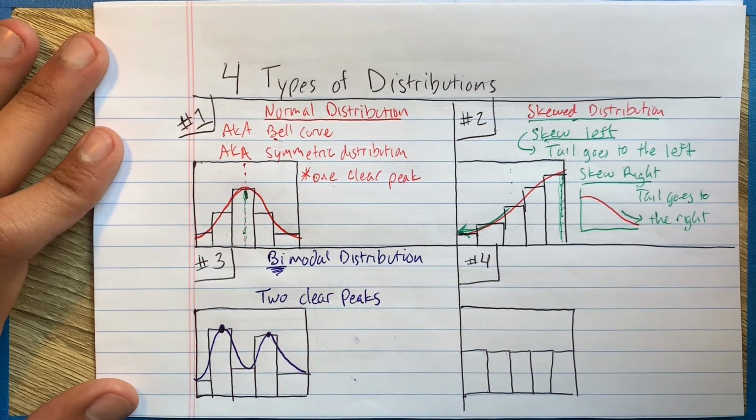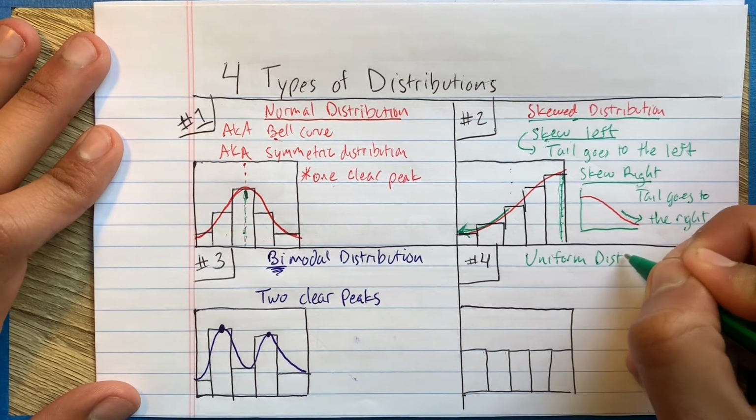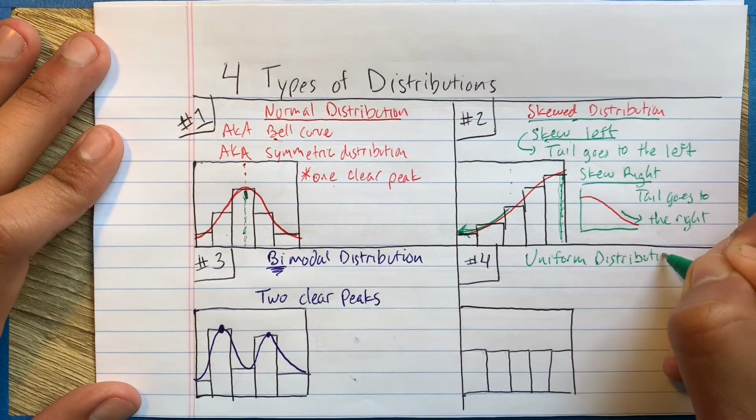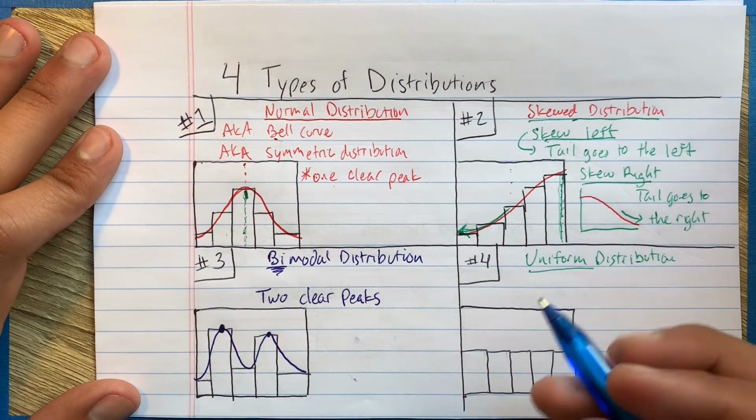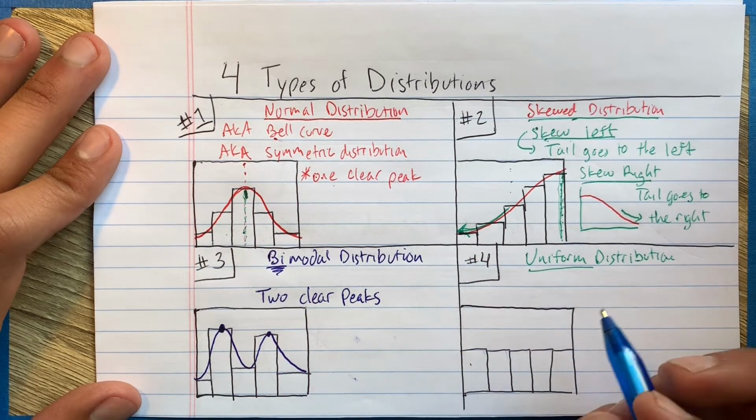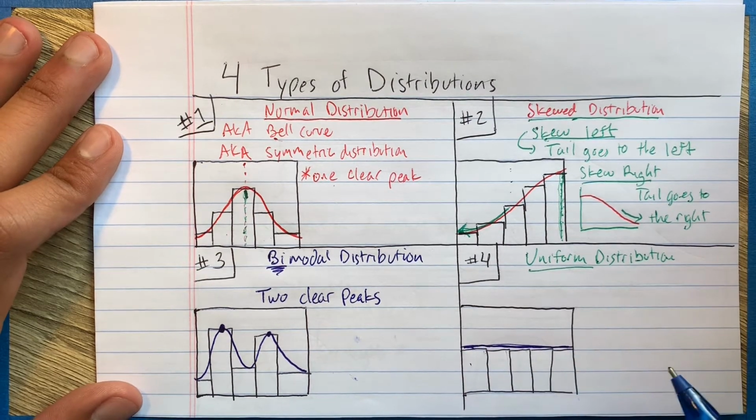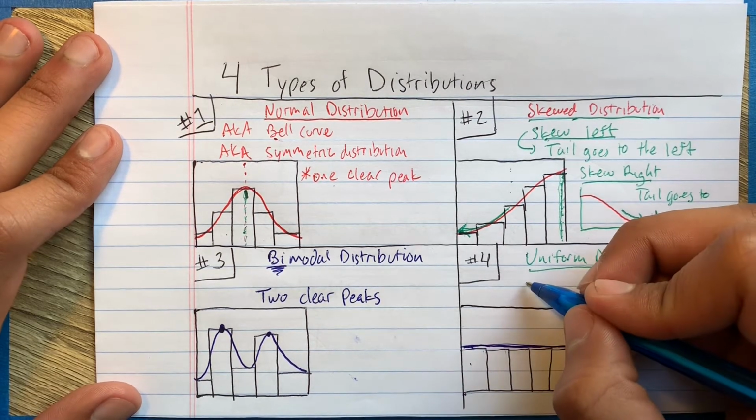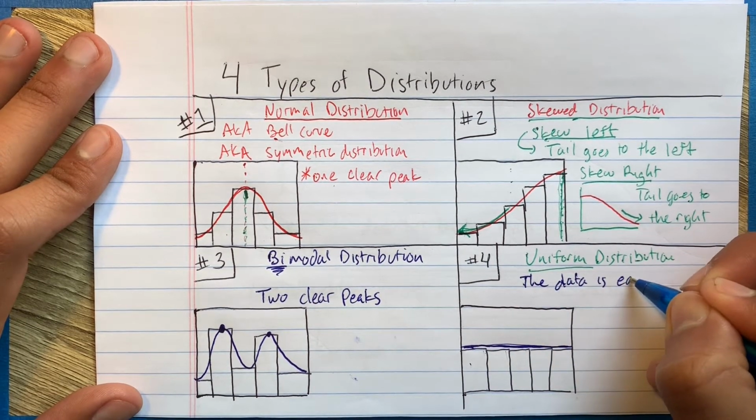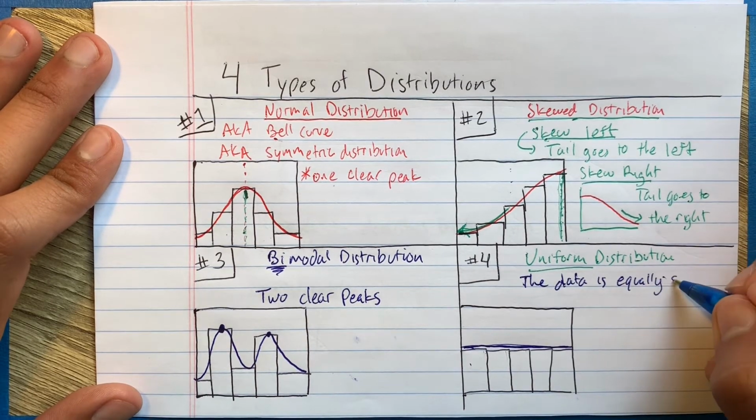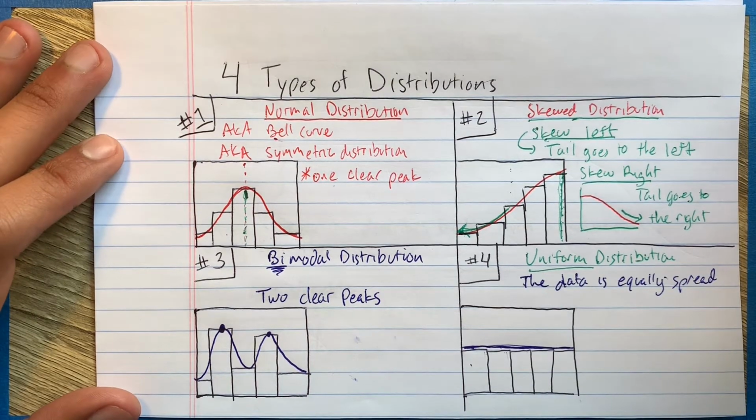And then the last one is called a uniform distribution. The word uniform also just means the same. And so if we tried to draw a curve on this graph, we wouldn't even really draw a curve. It would just be kind of a flat line. So we call this a uniform distribution. This means that the data is equally spread. Okay? There's no obvious part that is higher than the other.